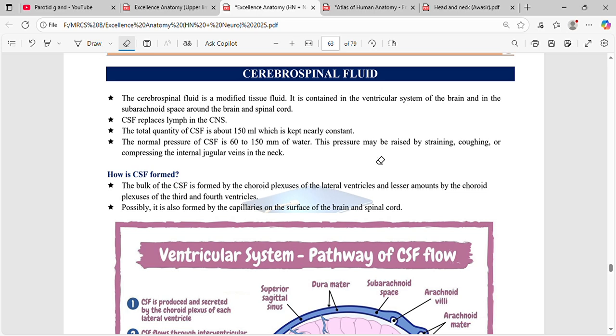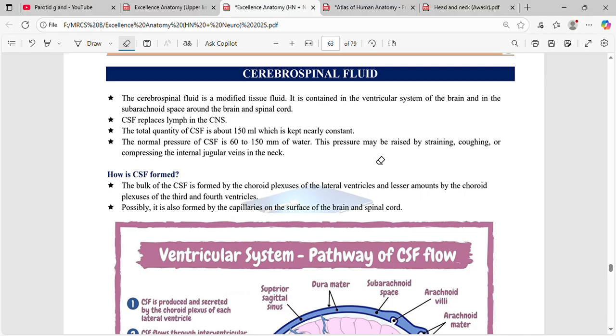Okay, so today we are going to discuss the cerebrospinal fluid. I think it's a very easy topic. I will just go through it. The cerebrospinal fluid is a modified tissue fluid. It's contained in the ventricular system of the brain and in the subarachnoid space around the brain and spinal cord.